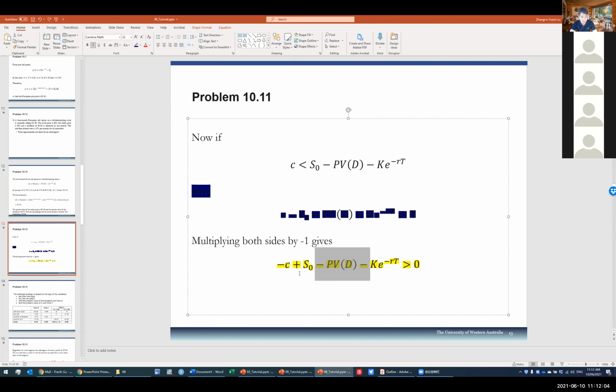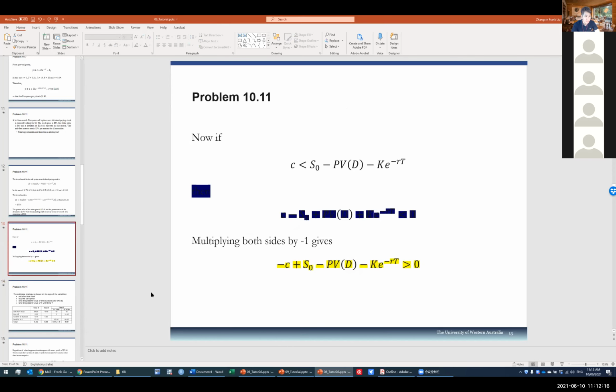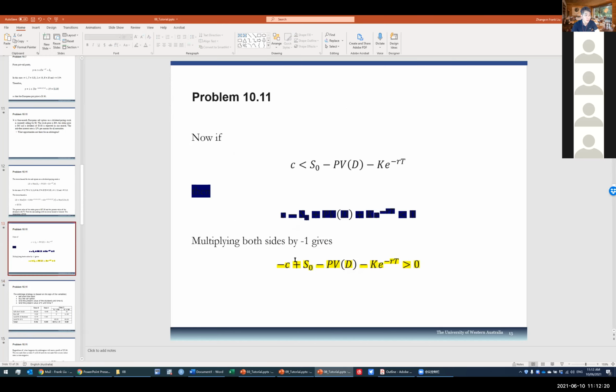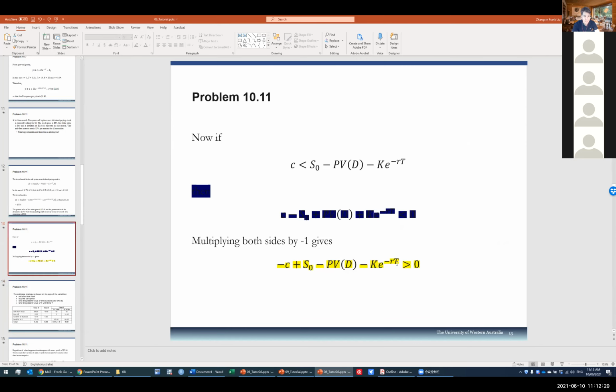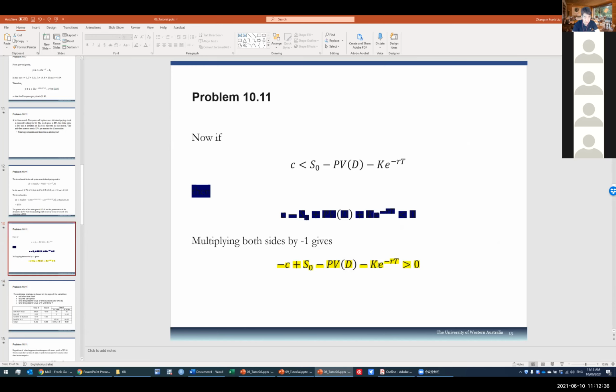So, okay, and then knowing that, moving to this table over here, I'm going to buy a call option, that's minus C, plus S0, I'm going to short a stock. Minus PVD means I'm going to invest or lend the present value of dividend. Minus KE minus RT means I'm going to invest or lend the present value of strike price. Right, it's present value of strike price.